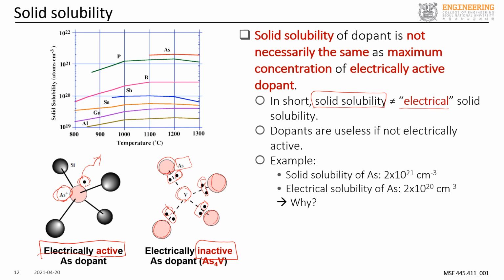So usually the solid solubility is larger than the electrical solubility. This is too high, the solid solubility is too high, and there's no reason to dope the silicon with this much concentration.